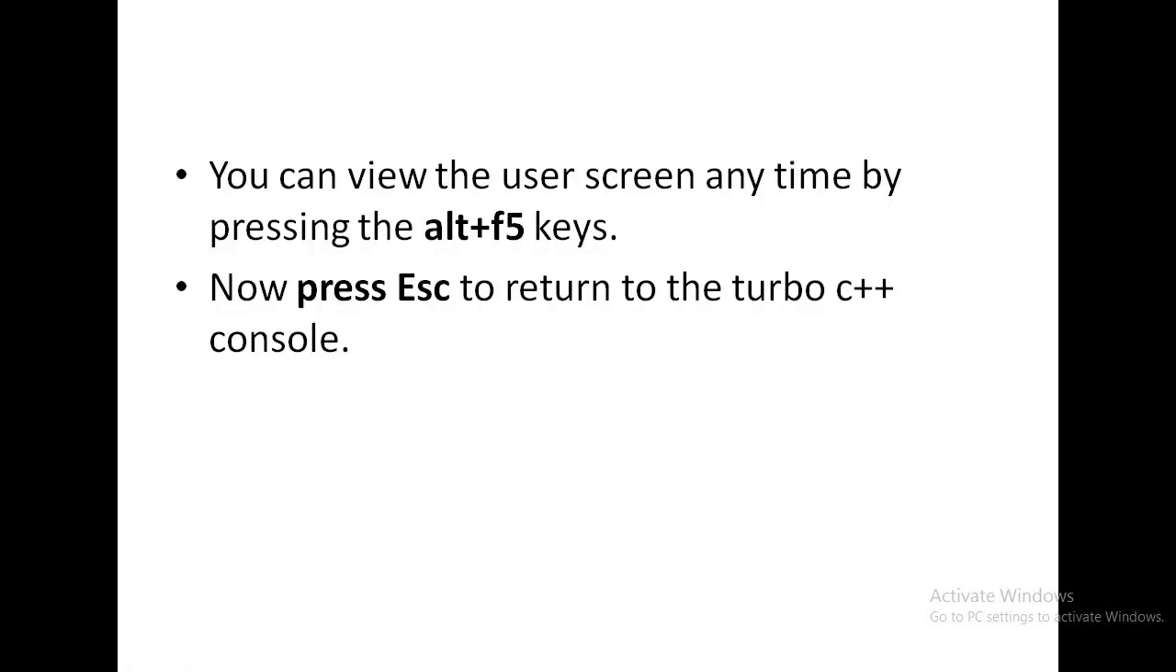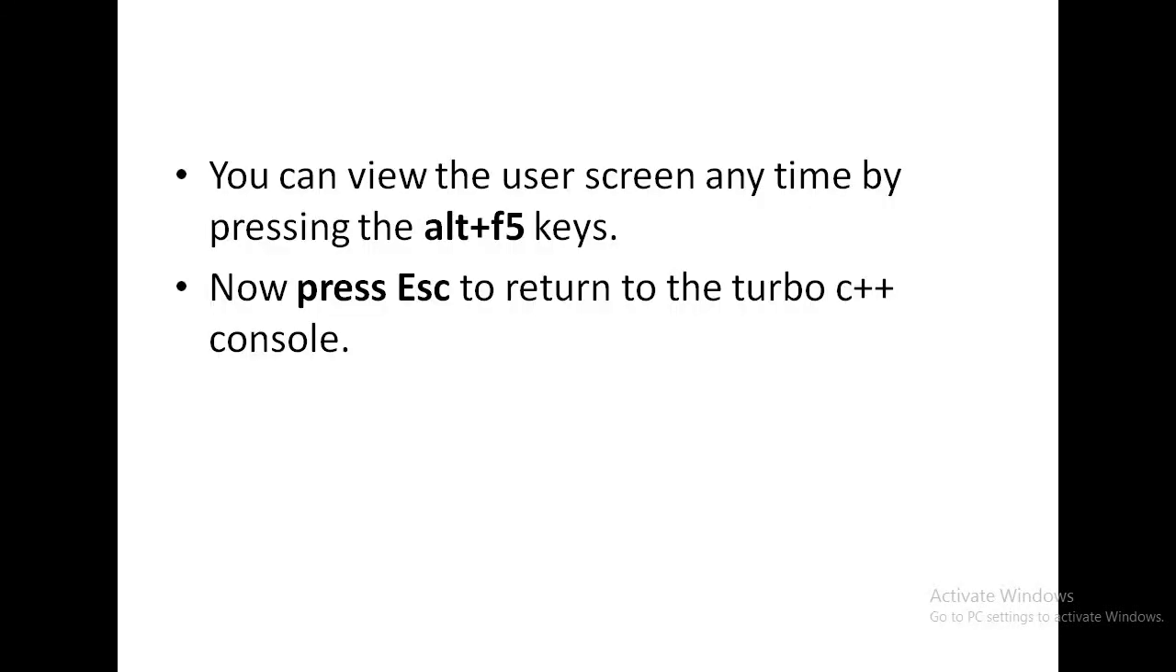So Alt plus F9 for compilation, Control plus F9 for run, or you can press Control plus F9 at a time for compiling and running your program, and press Alt plus F5 anytime to see the user screen. So this is all about how to compile and run the C++ program.